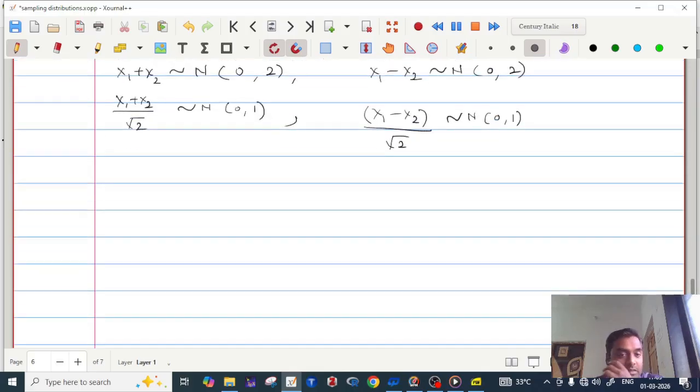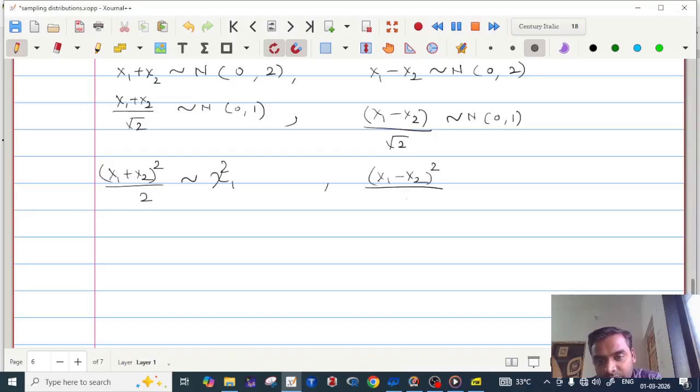And standard normal square is chi-square. So if you take the square, (X1 plus X2) whole square divided by 2 and (X1 minus X2) whole square by 2 follow chi-square with 1 degree.